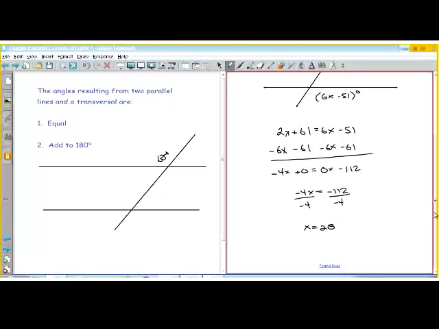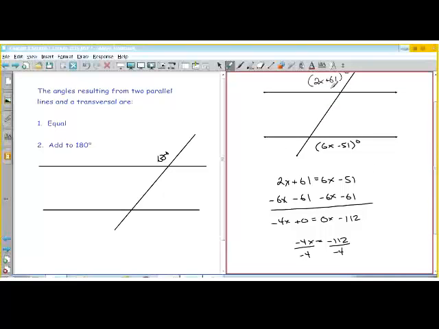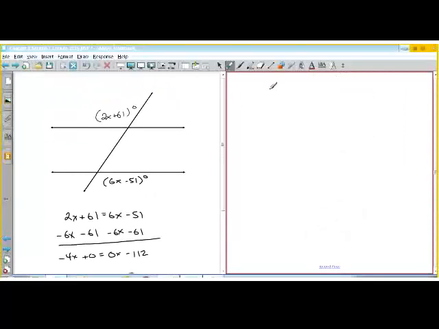Okay. So you solve for x. X is not the answer, right? X is almost the answer. So we have to go back and we have to plug in. So either one, because they're equal to each other, we only have to do it one time.